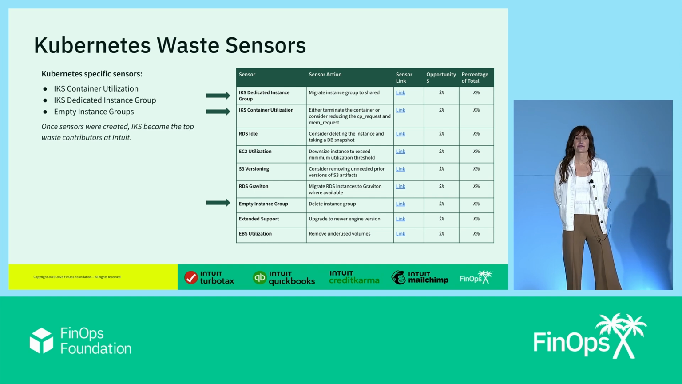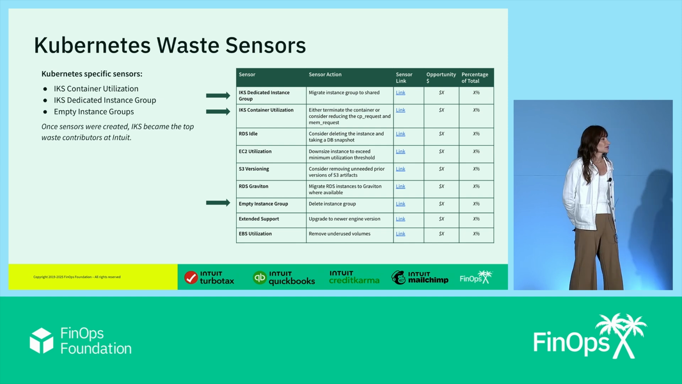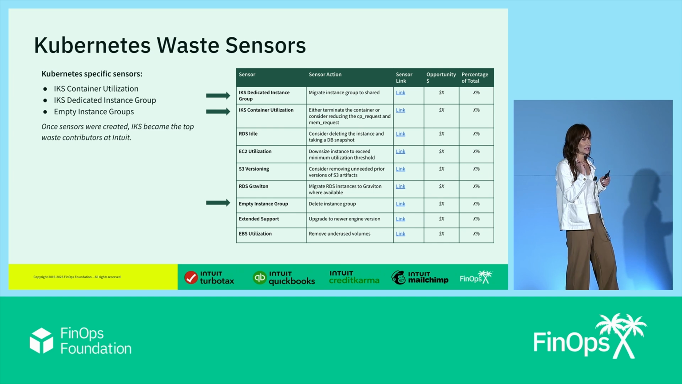The next one is dedicated instance groups. So you can kind of think of this like the shared versus dedicated tenancy within EC2. But when we first started using Kubernetes, we wanted everyone to be using dedicated. And that's because we didn't have a solid way to isolate an instance group. And so you had a noisy neighbor problem. And so everybody was using dedicated at first.